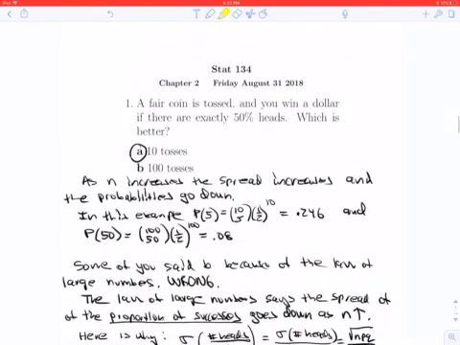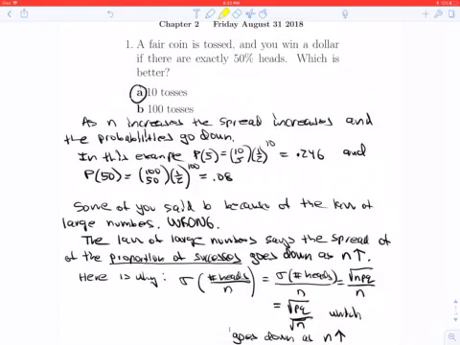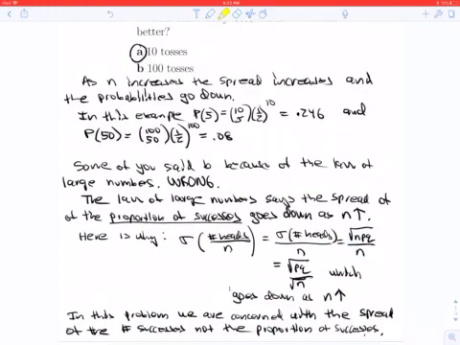Then we did a concept test. A fair coin is tossed and you win $1 if there's exactly 50% heads. Which is better, 10 tosses or 100 tosses? The answer is A, because as n increases, the spread increases and the probabilities go down. For example, the probability of 5 is actually 0.246, and the probability of 50 is 0.08.